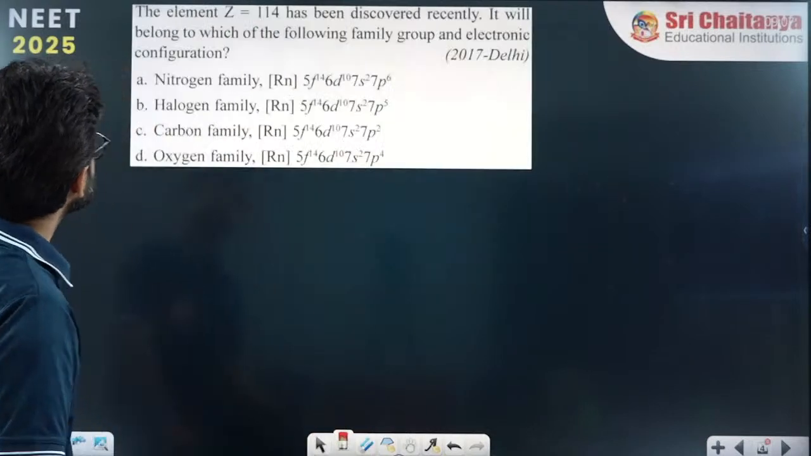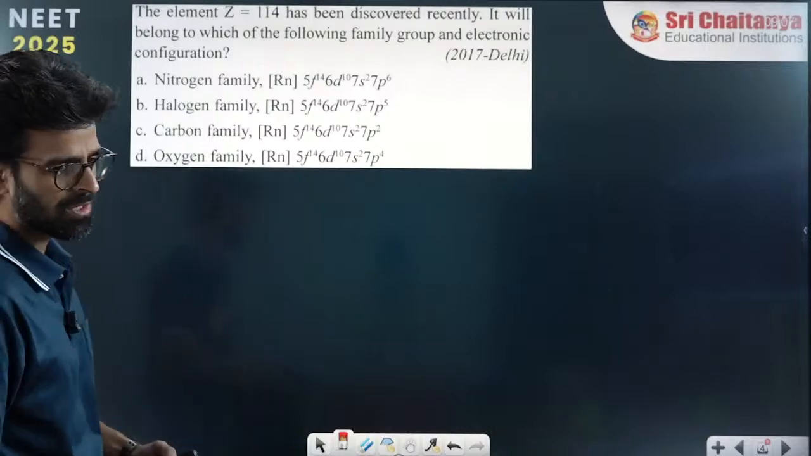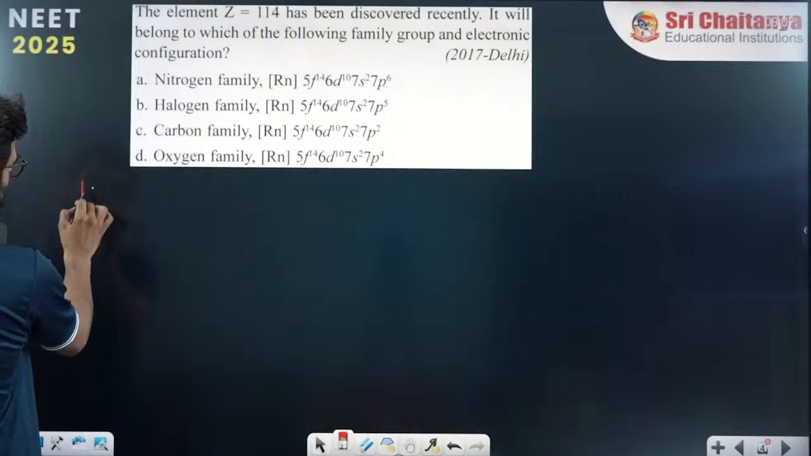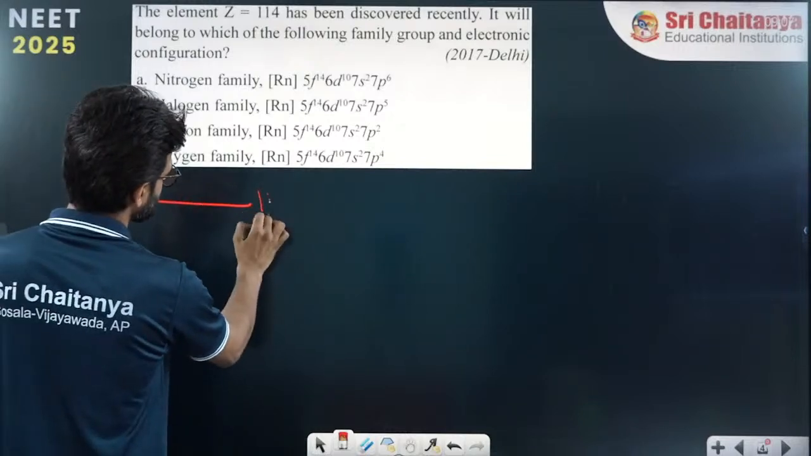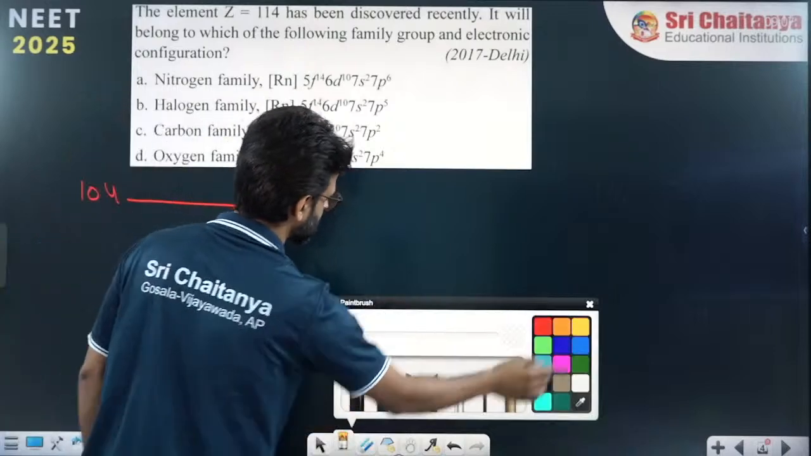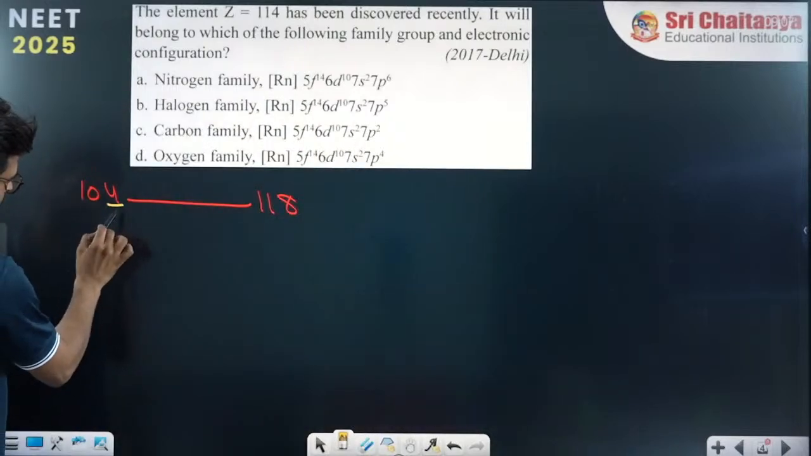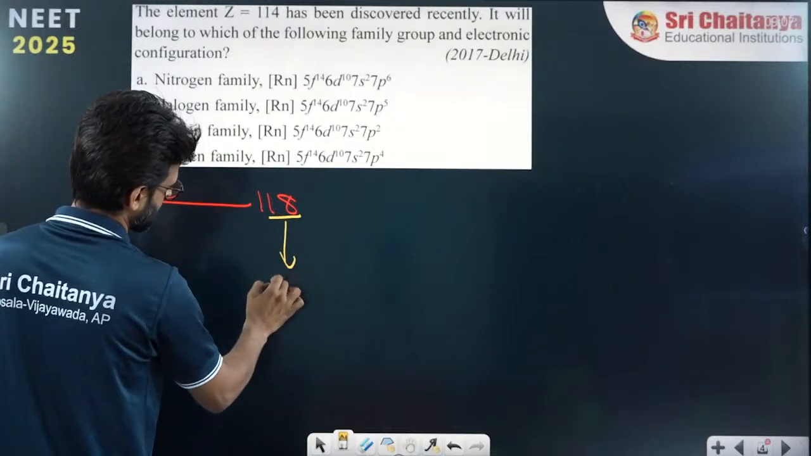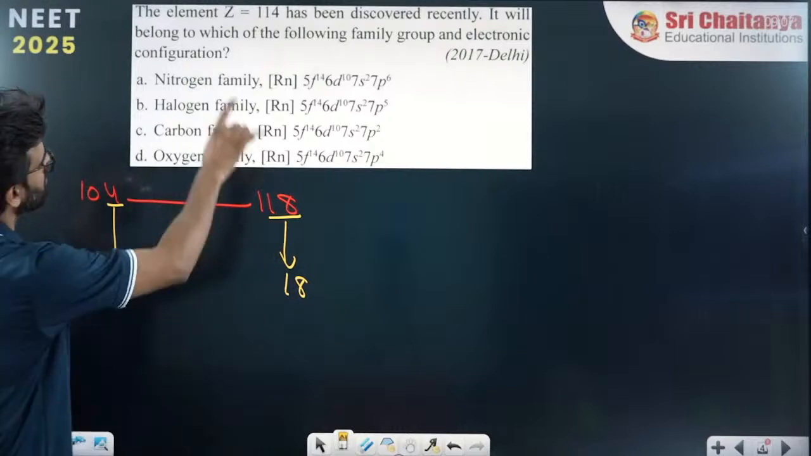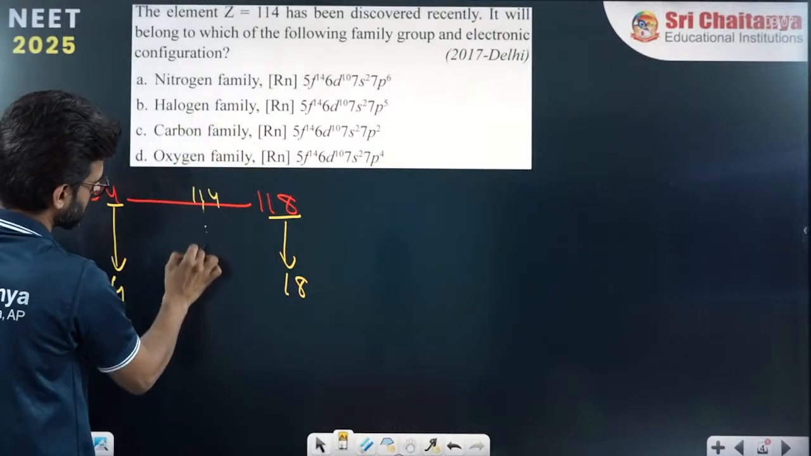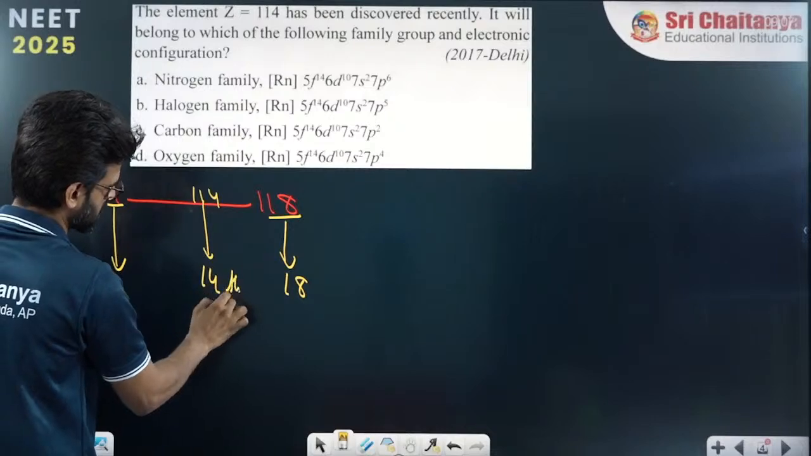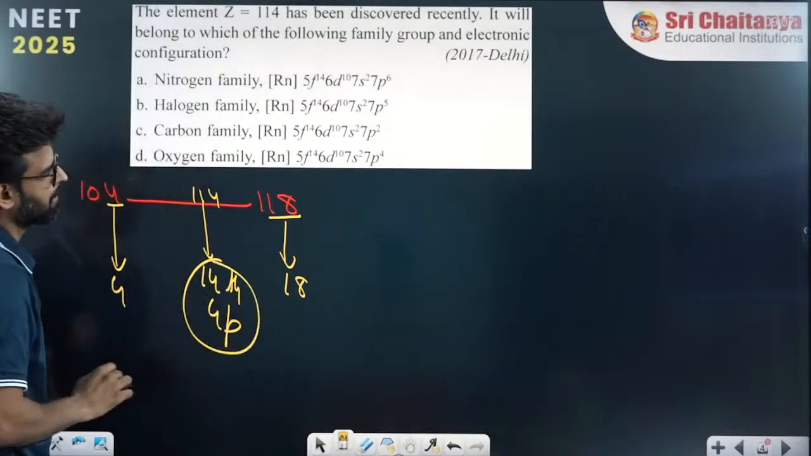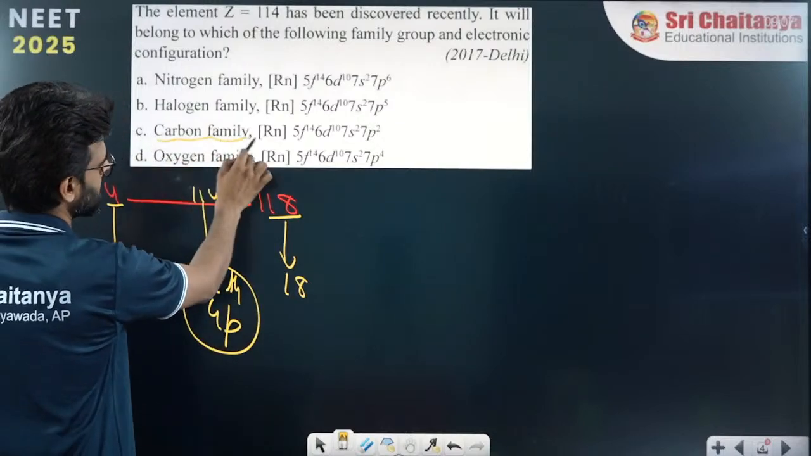The next thing is, again they are talking about element 114. Now remember, from element 104 to 118, it just matches with the group number. Look at this: 4 matches with the 4, up to the 18th group. Now they are saying 114. So 114 is part of the 14th group only. Directly you can say from here, it is the 14th group, which means the carbon family.